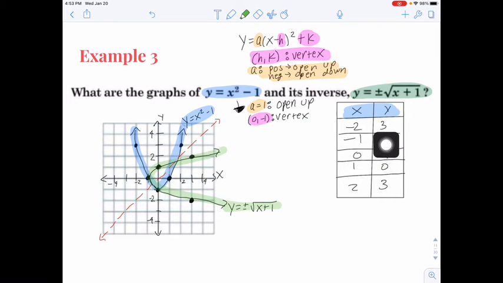The first point we're going to plot for the inverse is (3, negative 2). So you go to the right 3, down 2. Then we're going to plot (0, negative 1). So at 0, you go down to 1. (Negative 1, 0): go to the left 1. (0, 1): go up 1. And then (3, 2): go to the right 3, up 2. That will give you the inverse of y equals x squared minus 1.